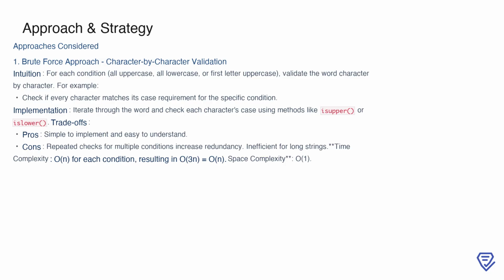Although the time complexity for this approach is O(n) per condition, since we check three conditions, it totals to O(3n), which simplifies to O(n). On the positive side, this method has a constant space complexity of O(1), since no additional space is used beyond the input word.